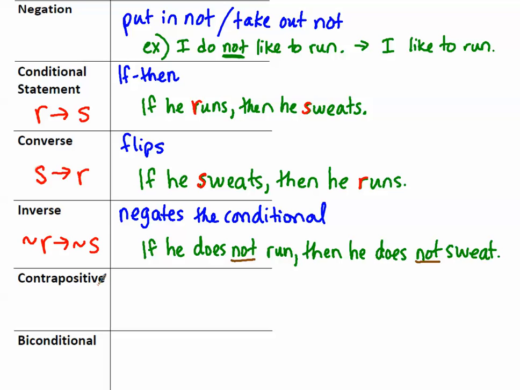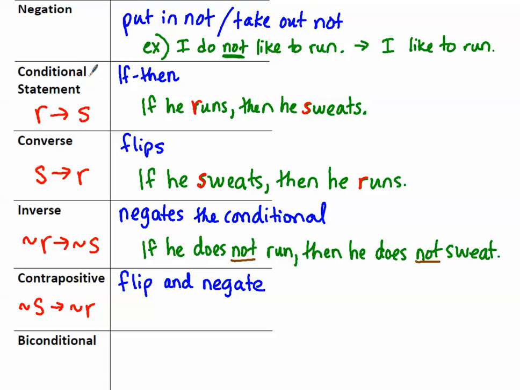Now the contrapositive, the longest word, does the most things. We look at our conditional statement, we reverse it, so we start with the S, the converse, but we also negate it. So not S, then not R. So think of doing both things, flipping and negating. Flip and negate. Turn it around and deal with the nots. Put them in, take them out.